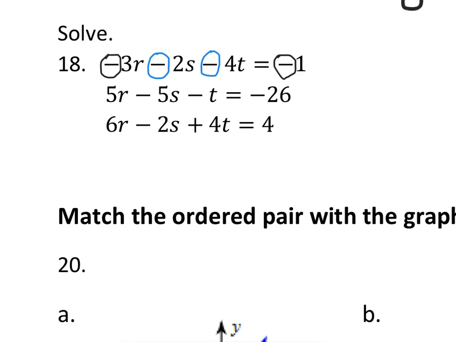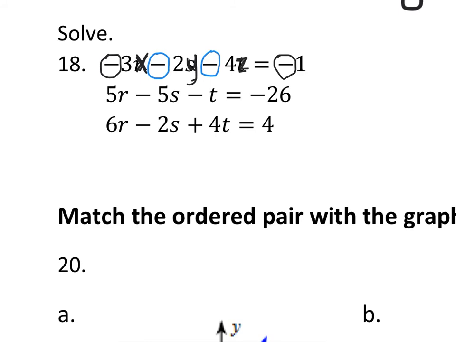I think it's easier just to change r, s, and t to x, y, and z to begin with, and then just use those variables, because it really doesn't matter what your variables are. And the calculator defaults to x, y, z, so just go ahead and change these to x, y, z. So I changed r to x, I changed s to y, and I changed t to z.